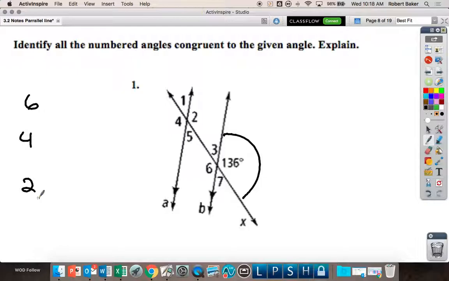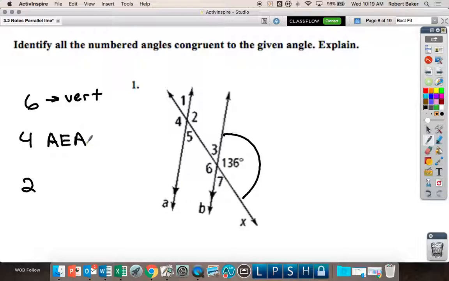Now, why is 6 the same size as the given angle? And the reason is vertical angles. That's not in your foldable, but you could add it to your foldable, right? That's called taking notes. Why is 4 congruent to the given angle? Alternate exterior. Oh, I said opposite. It's the same thing, but it doesn't exist in the textbook, right?